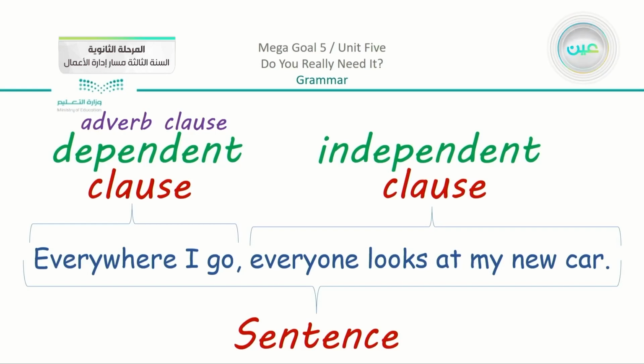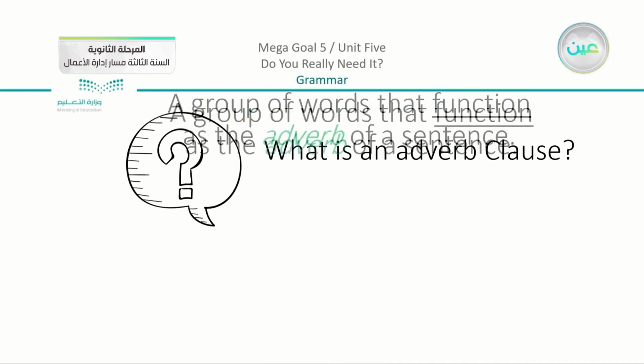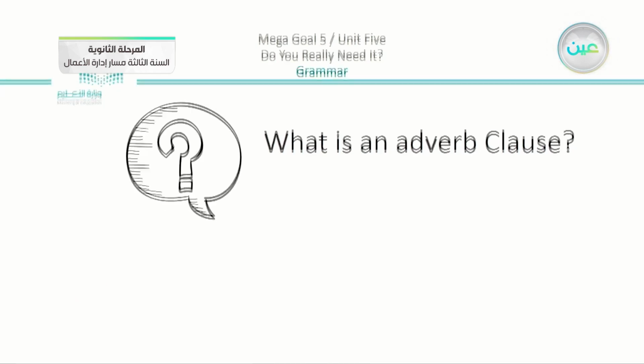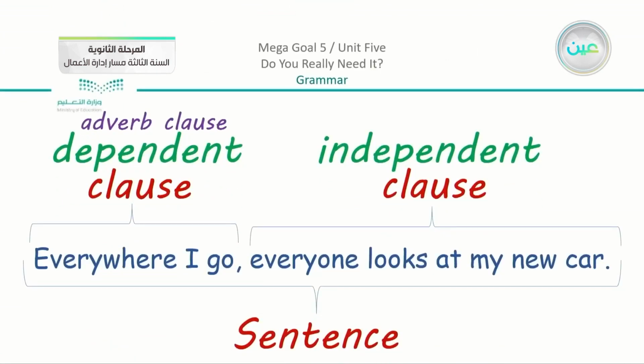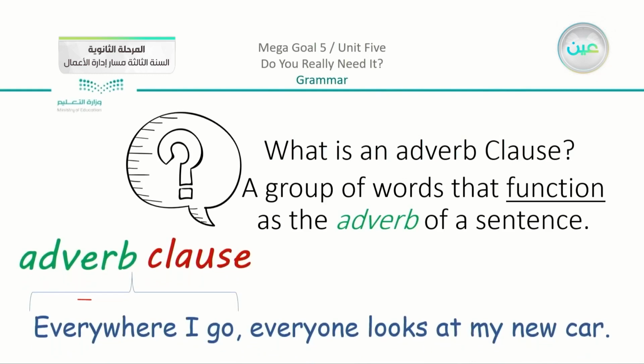Now moving on, just to make sure that we are on track here, what is actually an adverb clause? It is a group of words that function as the adverb of a sentence. So going back to our example, you can see that here, everywhere I go, all of this part, the complete clause, is functioning as one word, as an adverb. So we call it an adverb clause because it functions as an adverb. Now going back here, we have this adverb clause, everywhere I go.